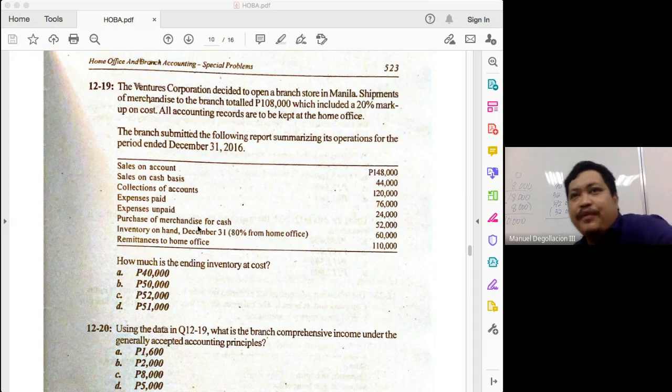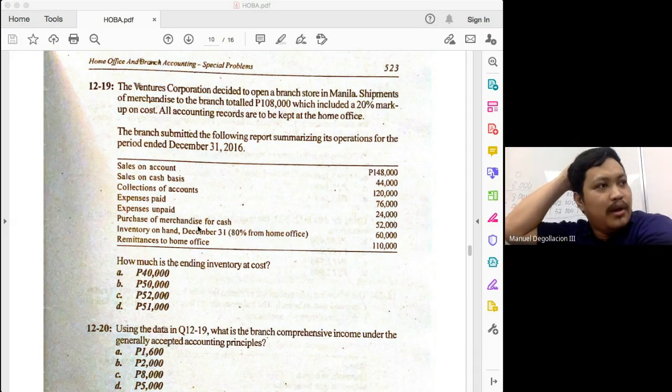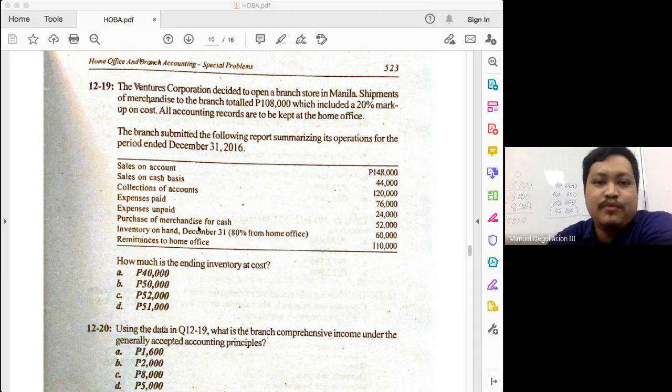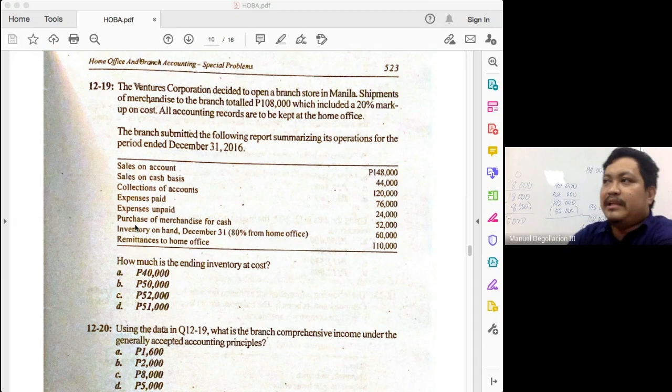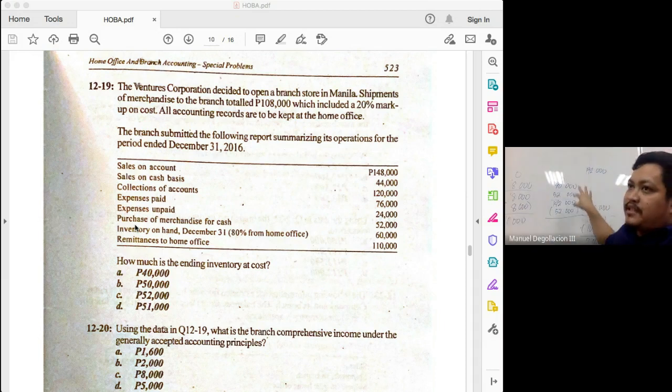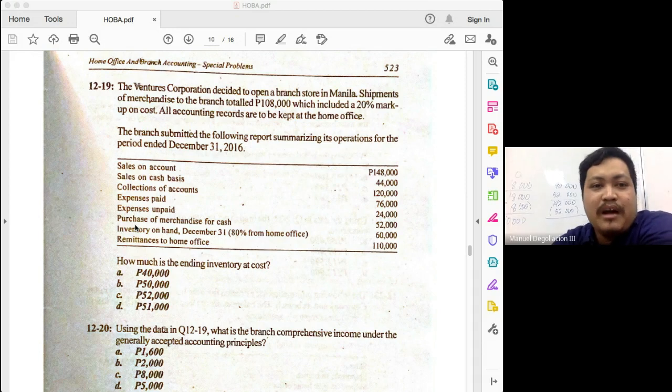True branch profit is equal to the profit reported by the branch plus the markup on the cost of goods sold of the branch. But again, I will understand if you solve it this way: you just restate everything at its true cost. What I'm after is that you understand that there is an alternative solution wherein you really just need two things to arrive at a true branch profit: profit reported by the branch plus the markup on the cost of goods sold of the branch.